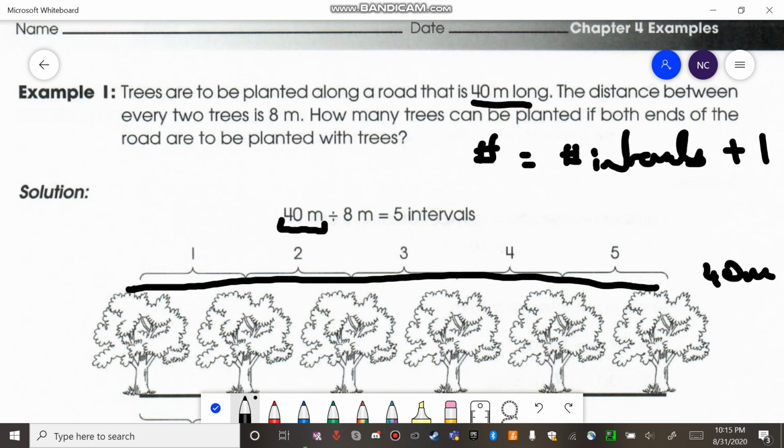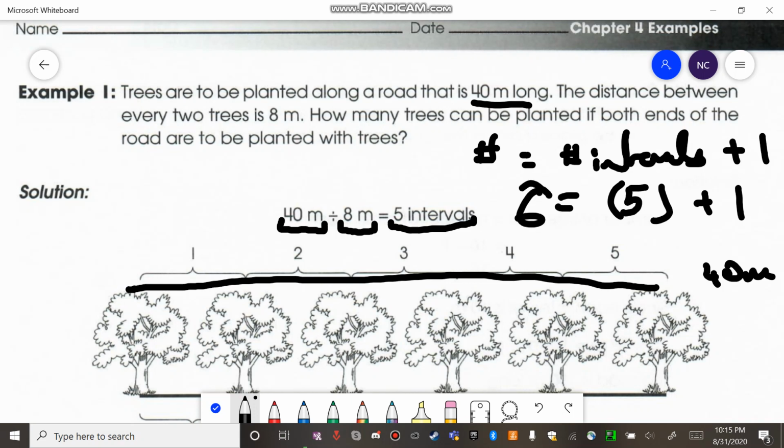So to find how many intervals there will be, we simply take the amount of distance that we have to plant trees and see how much distance is going to be used between each tree. That gives us 5 intervals. With 5 intervals, you have to remember to put 5 here, and we know the number of objects is going to be 6. So we are able to plant 6 trees in 5 intervals.